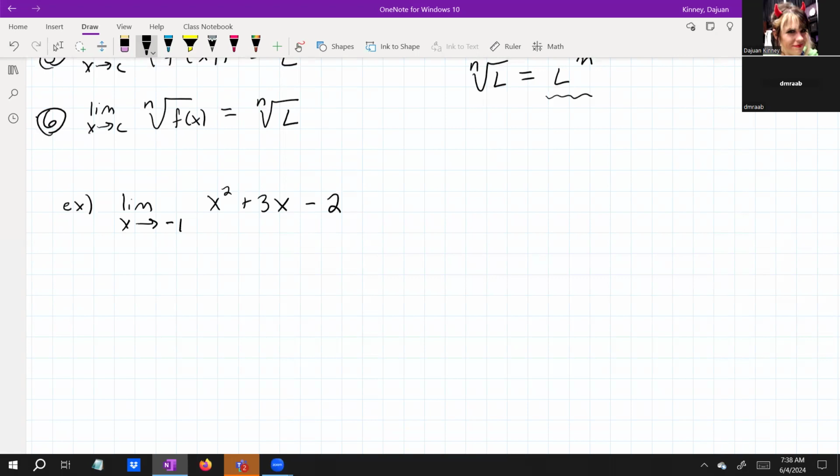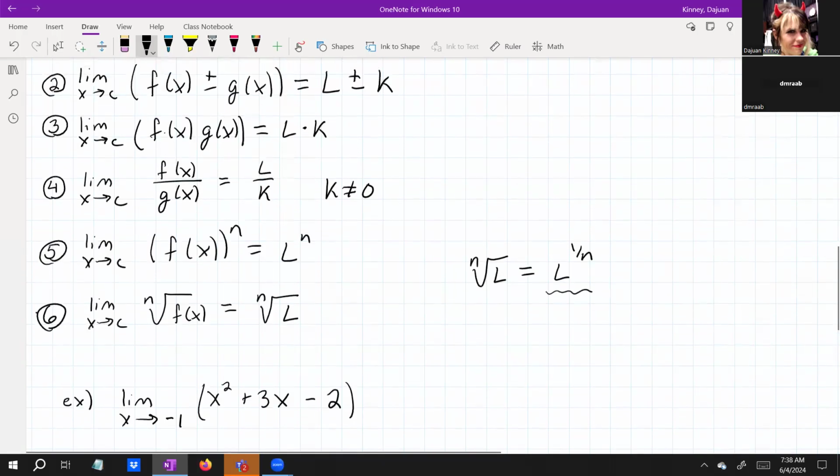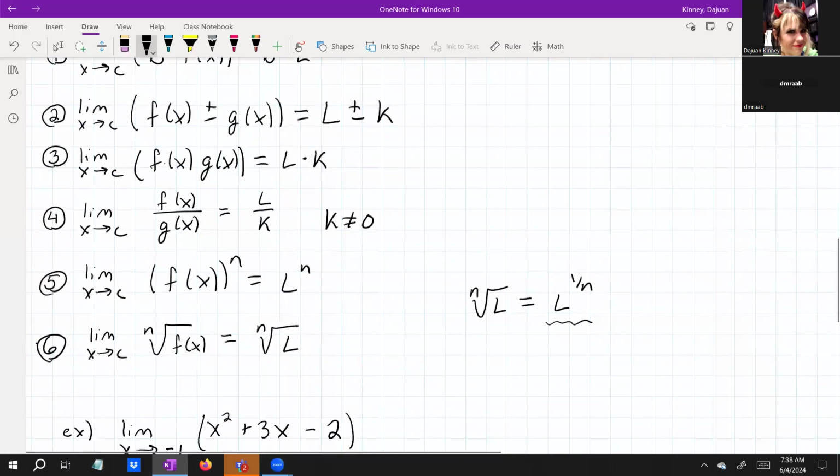All right, we're going to use baby numbers. I think most of the numbers in your problems aren't going to be too bad. We've always had positive limits so far, so x goes to a positive number. This time we're going to throw it into the negative one. So we're going to use all of these rules.